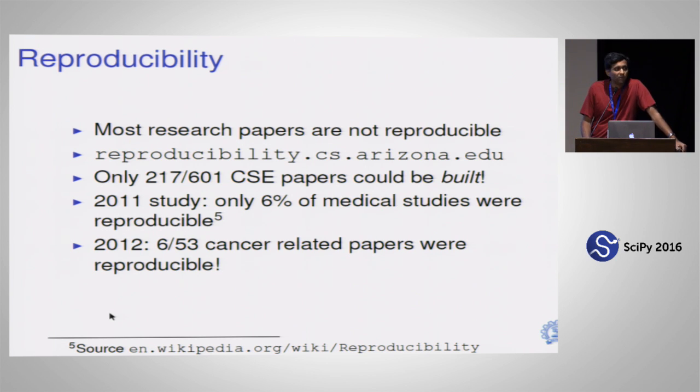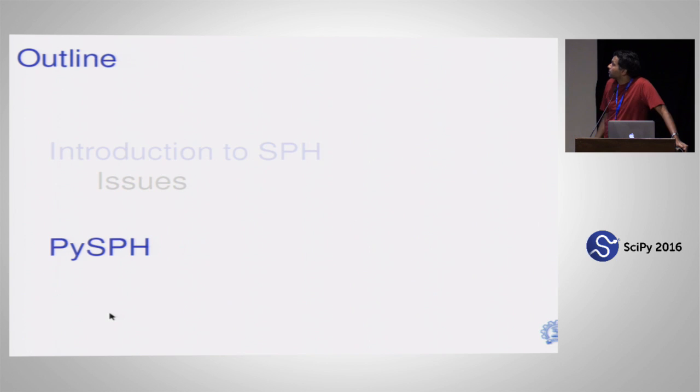But we all know that reproducibility is important, and that even in CSE, there's been this awesome study at Arizona which suggested that only 217 of 601 CSE papers could be built, let alone be reproduced. And it gets worse in other fields. So it's pretty pathetic. And I take a bet. If you pick a good journal, pick a good paper, it's very unlikely you'll find the source code for it. The probability is very, very small that you'll actually be able to reproduce every single computation. It's very rare to find that. So we want to see if we can help with this at least.